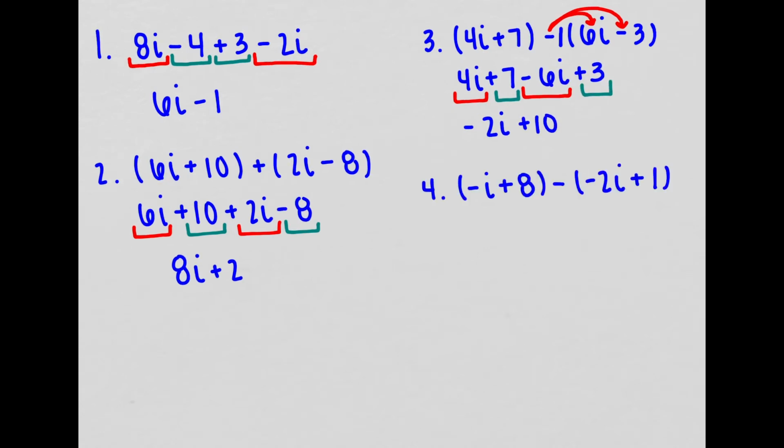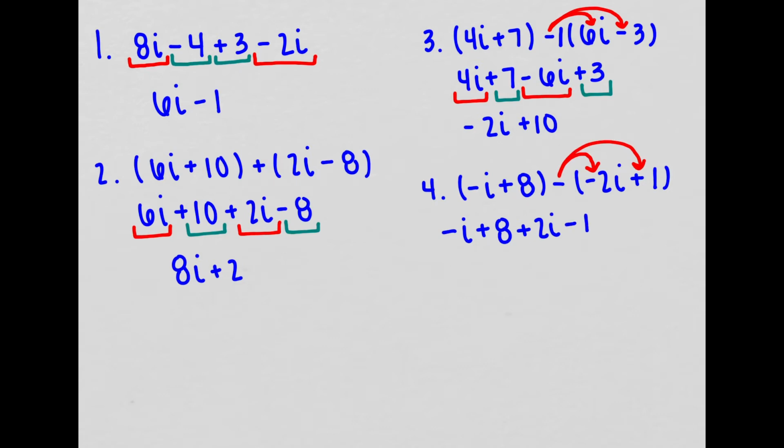Now number 4, in the first parenthesis, I have negative i plus 8, and then minus parentheses negative 2i plus 1. So I don't do anything with the first parenthesis except bring everything down. So I have negative i plus 8. But now I'm going to distribute this negative into the parentheses. So a negative times a negative gives me a positive 2i. And then a negative times a positive gives me a negative 1.